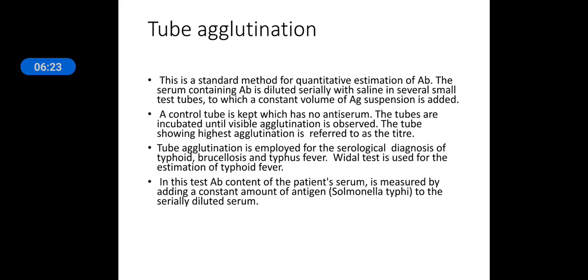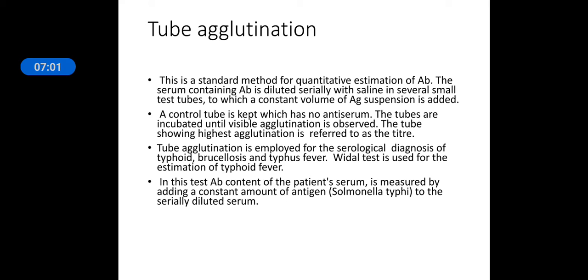Tube agglutination, the principle is very similar to slide agglutination. This can be told as a standard method for quantitative estimation of antibody. Here the antibody is diluted serially with saline in several tubes, and then a constant volume of antigen is added to each of these test tubes. We can keep a control tube that has no antiserum, and then the tubes are incubated for visible agglutination to be observed. Then the tube showing the highest agglutination is referred to as titer.